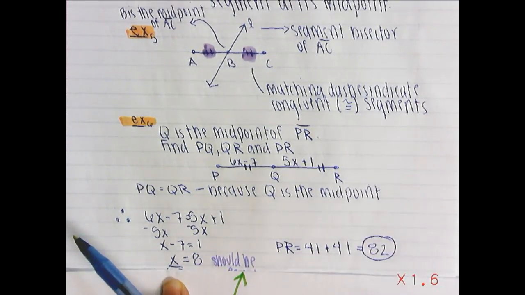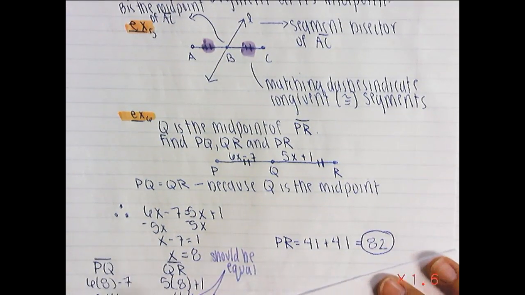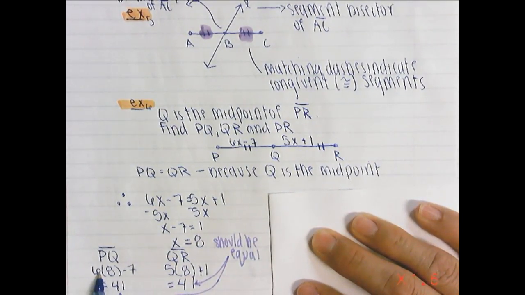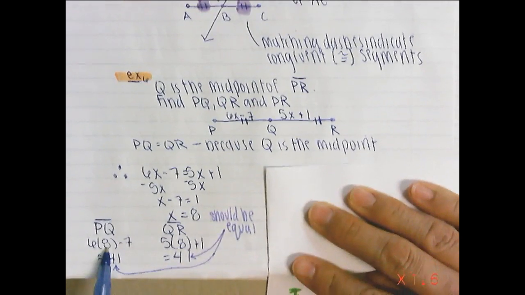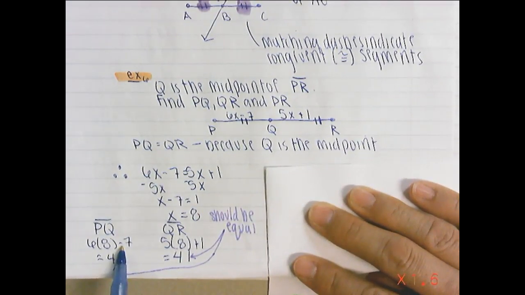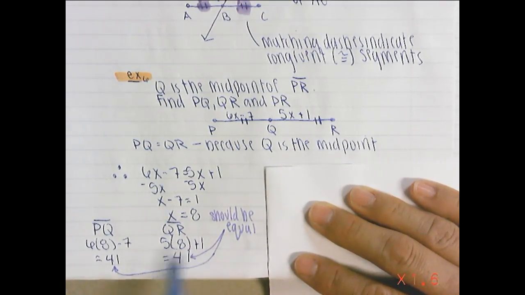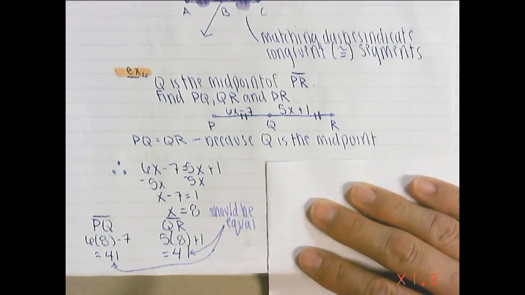All right, again, that's just x. They're asking me to solve for PQ, QR, and PR, not just x. I've got to plug that x back in. Okay, well, when I plug that x back in, I do 6 times 8, what my x value was, minus 7. Well, 6 times 8 is 48, minus 7 is 41. Okay, QR now, 5 times 8 plus 1. 40 plus 1 is 41. These numbers should both be the same because Q is their midpoint, right? So PQ and QR are congruent, or they are equal.